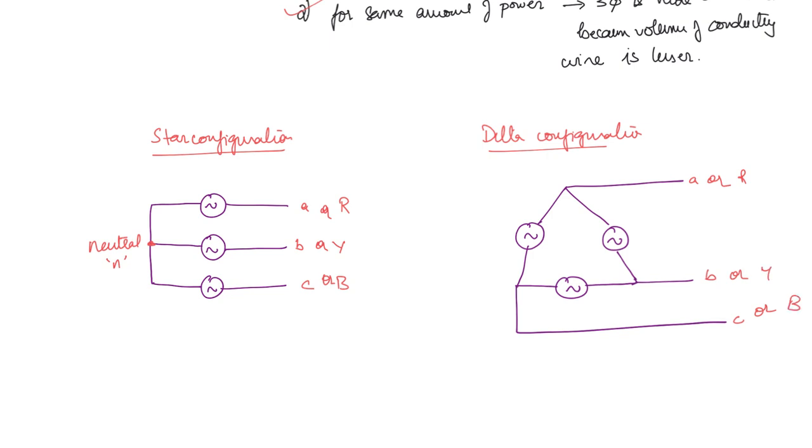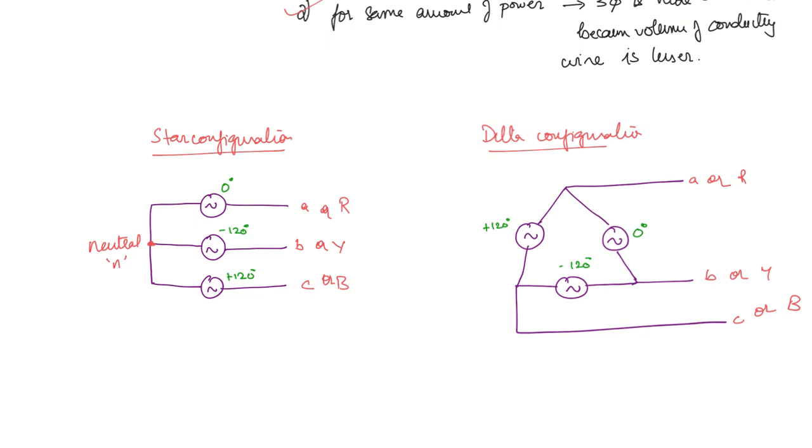Now each of these three phases will have a phase difference of how much? 120 degrees. That means if this is 0 degrees, this is going to be minus 120 degrees, and this is going to be plus 120 degrees. Similarly here, there is going to be 0 degrees, minus 120 and plus 120.